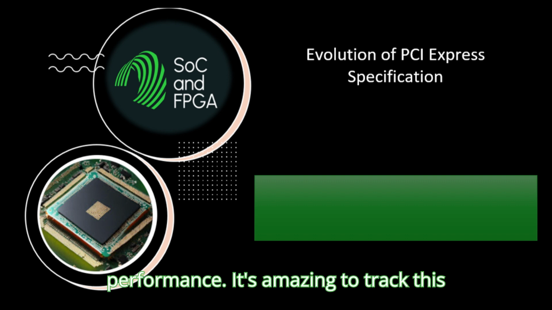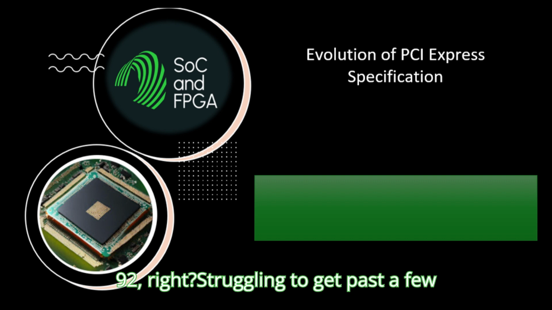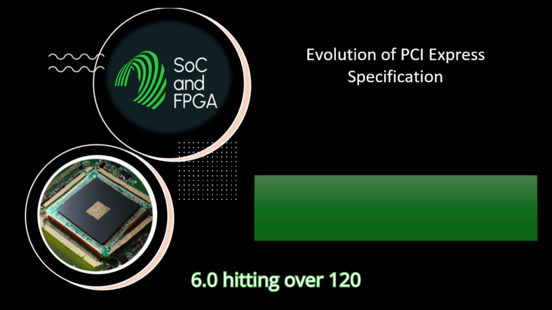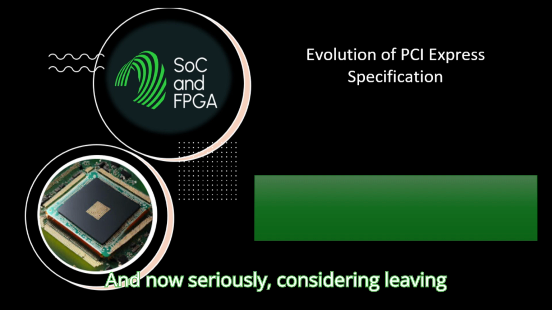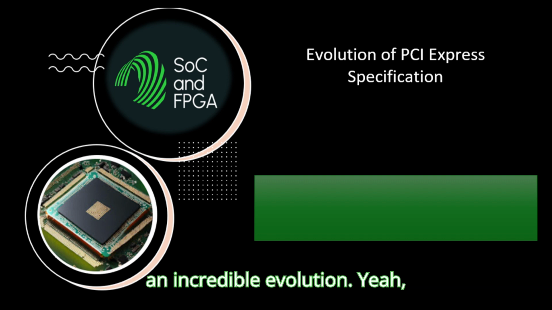It's amazing to track this journey. From that parallel PCI bus in '92. Right, struggling to get past a few hundred megabytes per second. To PCIe 6.0, hitting over 120 gigabytes per second today. And 7.0 aiming for half a terabyte per second. And now seriously considering leaving copper behind for light itself, it's been an incredible evolution.